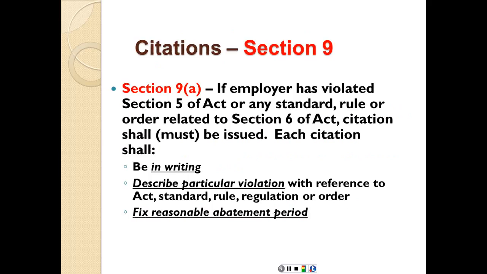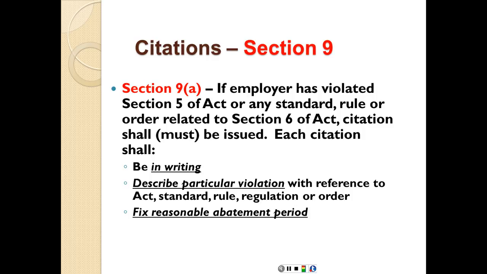Citations, if there's a violation. Section 9A, if an employer has violated Section 5, which is the general duty clause that we talked about, of the Act or any standard, rule, or order related to Section 6 of the Act, a citation shall, which means must, be issued. Each citation shall be in writing, so that it's not verbal, it's going to be documented in writing. It must describe the particular violation with reference to the Act, standard, rule, regulation, or order.